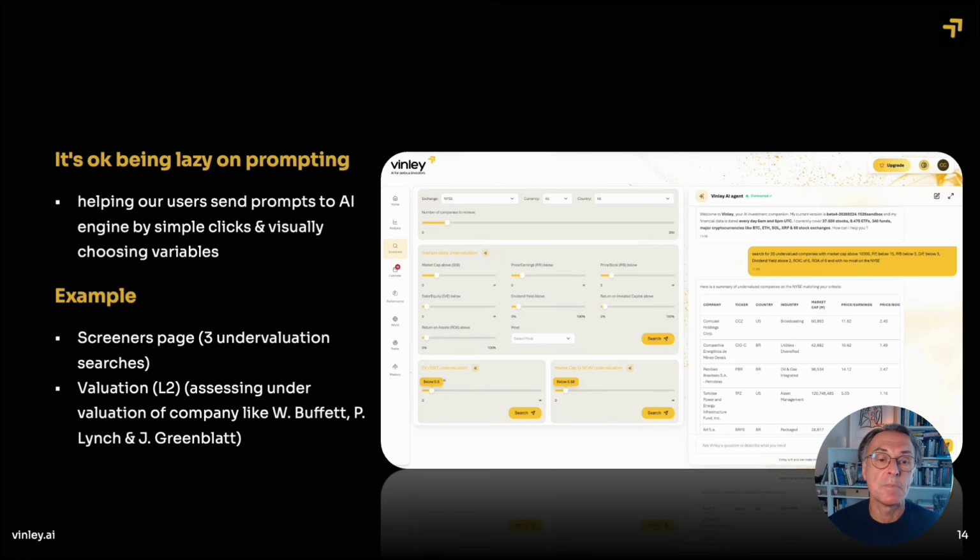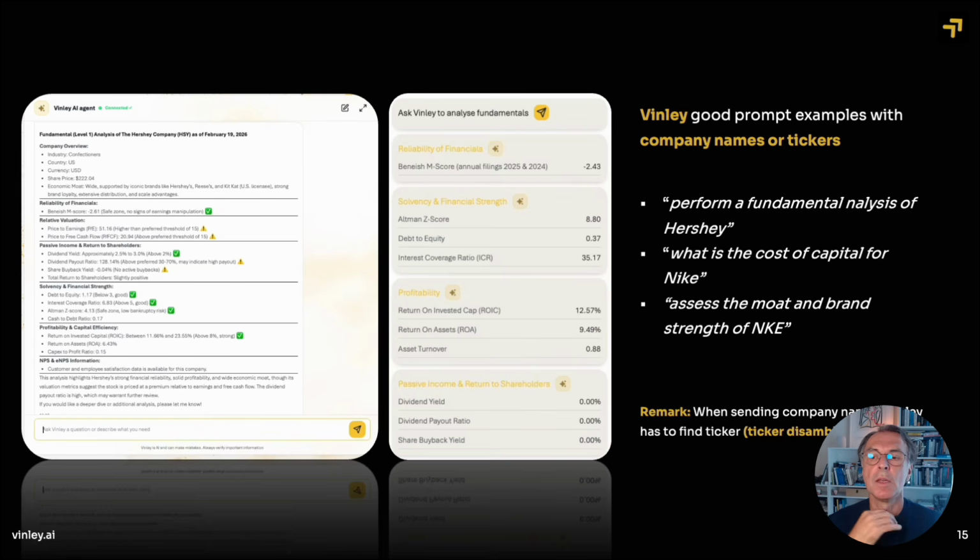You're going to see the same in the intrinsic evaluation screen, where you can send a pre-programmed prompt to Vinley to assess the intrinsic valuation of a company as if you were Warren Buffett, for example. Or Peter Lynch, or Joel Greenblatt. Those are the methods that we currently are using.